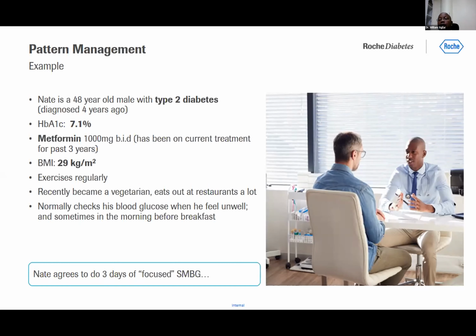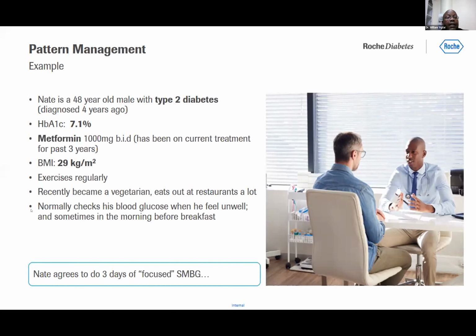I think what is emphasized here is that this person is middle-aged, he's got what looks like a normal HbA1c, is on the correct prescription, he is overweight, close to obesity, he tries to exercise, and eating out in the restaurant very frequently is probably not good, which means that perhaps his diet management is not good.